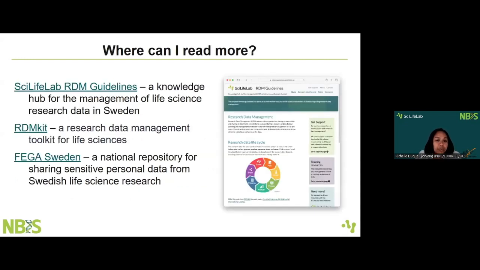If you want to read more about this, we have the SciLifeLab RDM guidelines, which is a knowledge hub for the management of life science research data in Sweden. We also have the RDM Kit, a research data management toolkit for life sciences. And you have FEGA Sweden, which is a national repository for sharing sensitive personal data from Swedish life science research.